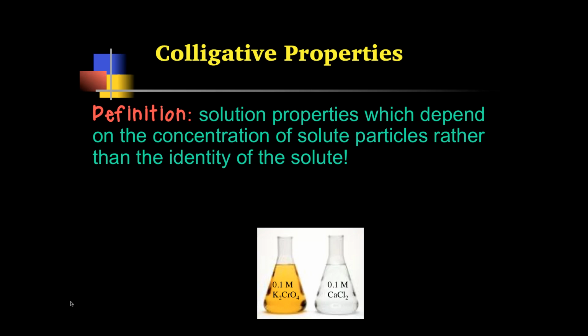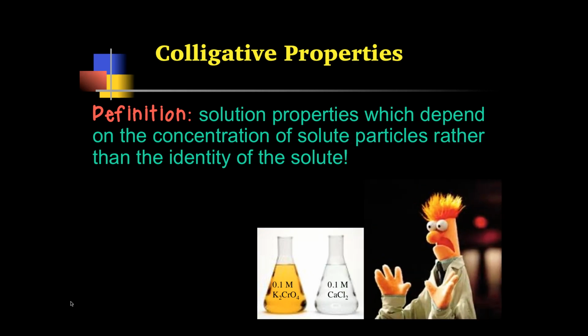So even though they look different, they're made of different things, the fact that they're both 0.1 molarity means that they could have the same colligative properties. And Beaker is amazed at that, and maybe you are too. But that's what we're going to focus on. So again, it's not the identity of the particles, it's how many particles are there. And that's kind of a big deal.